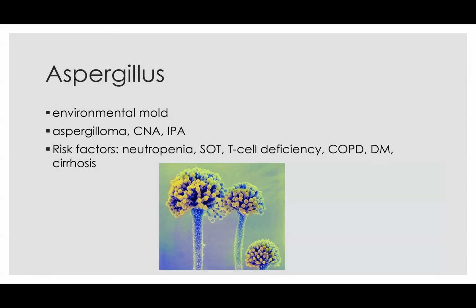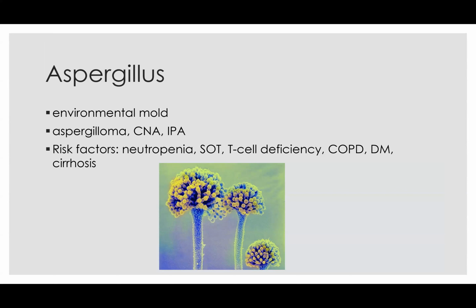Okay, so the next acute cavity we talk about is aspergillus. Aspergillus is a commonly found environmental mold that can cause a spectrum of pulmonary disease. This could include aspergilloma, chronic necrotizing aspergillosis, and invasive pulmonary aspergillosis, in the host who is immunocompromised. The inhaled aspergillus can invade the vasculature and cause subsequent infarction and tissue necrosis.